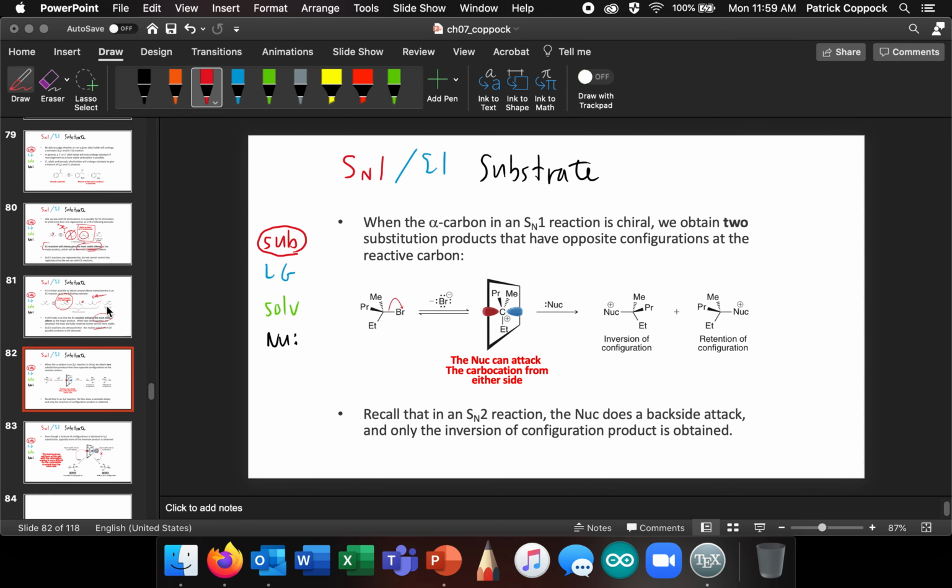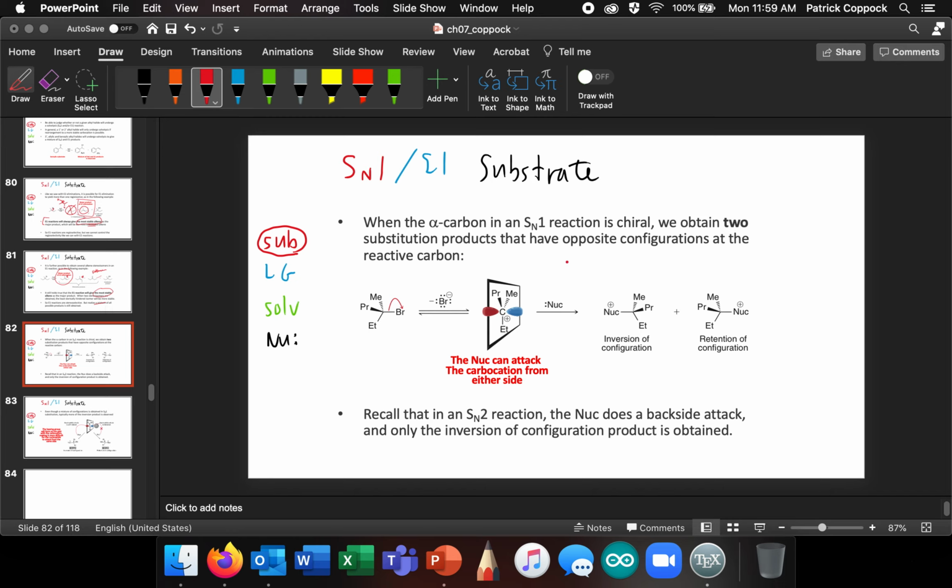Okay, so when the alpha carbon in an SN1 reaction is chiral, here's our alpha carbon right here, and we have a chiral substrate, we can obtain two substitution products that have opposite configurations at the reactive carbon.